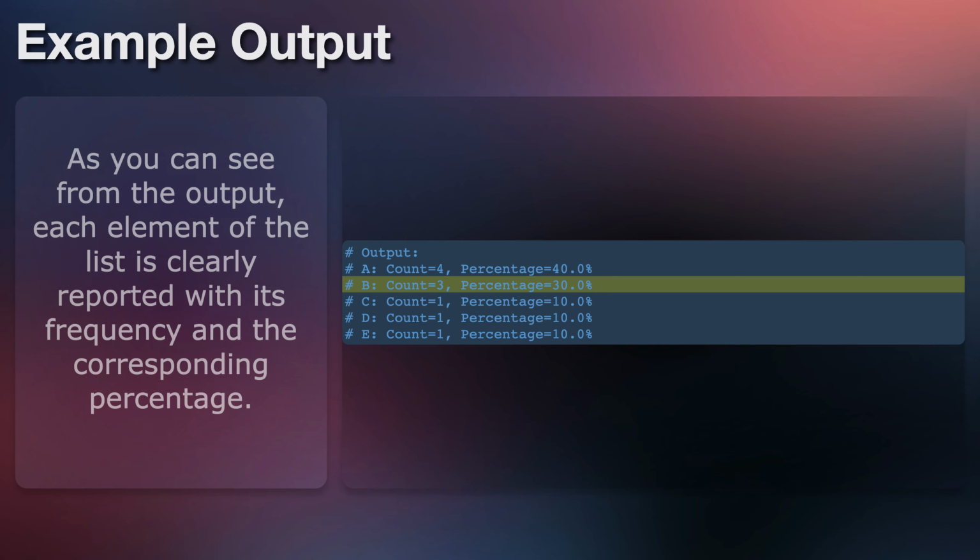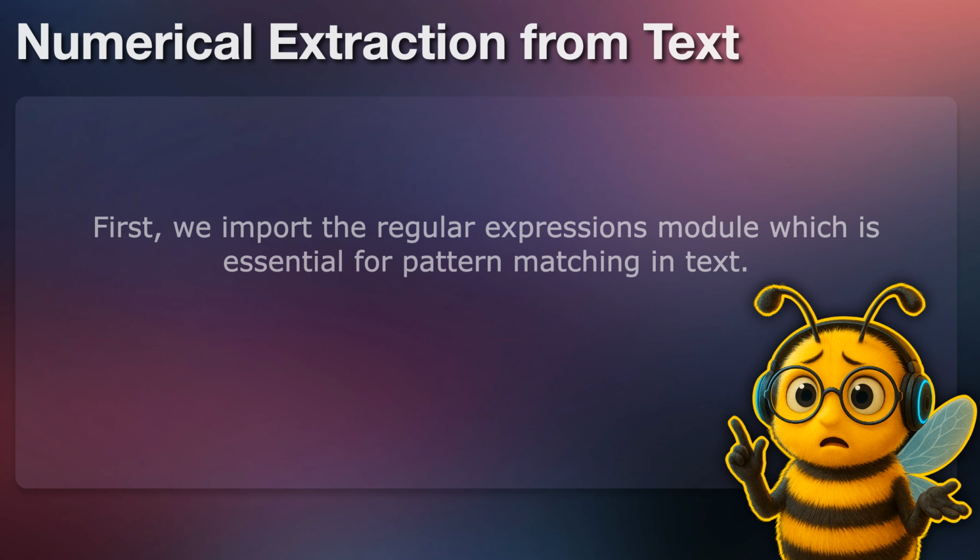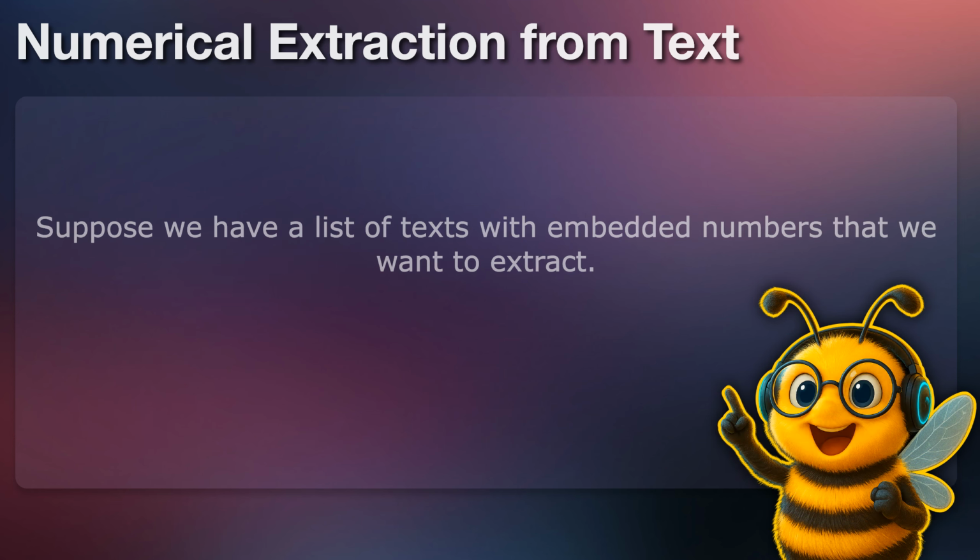As you can see from the output, each element of the list is clearly reported with its frequency and the corresponding percentage. Let's dive into extracting numbers from text with a concise and powerful Python one-liner. First, we import the regular expressions module, which is essential for pattern matching in text. Suppose we have a list of texts with embedded numbers that we want to extract.